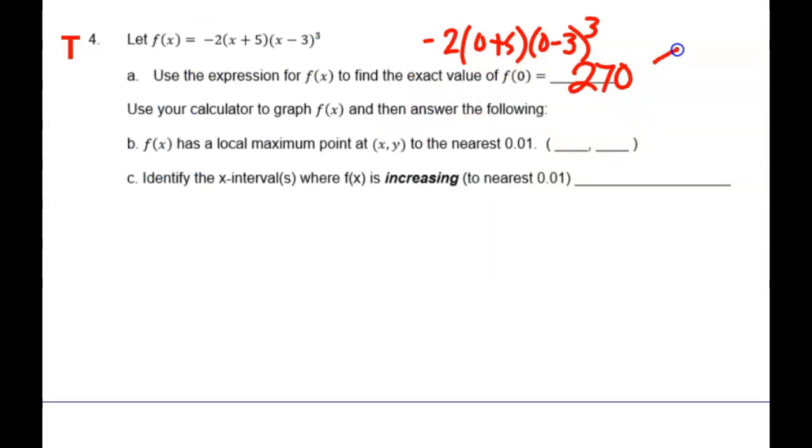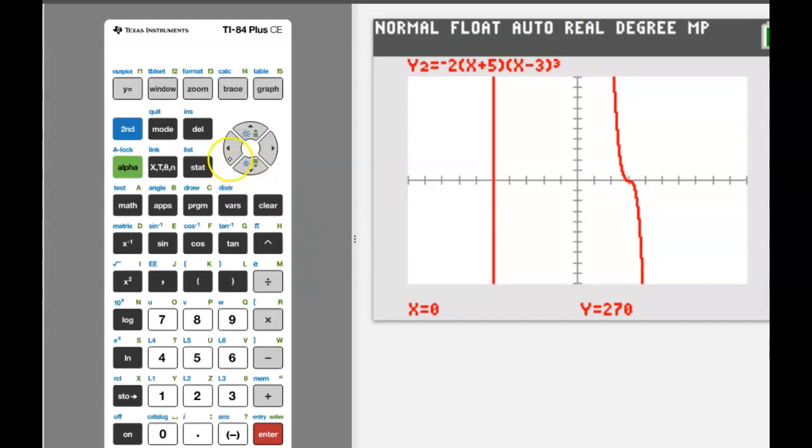You could use the table or trace there. Now it wants to find the maximum and where it's increasing. So now we do need a good window. So you could probably use zoom out. I am thinking we need to look up much higher. Does that seem right, guys?